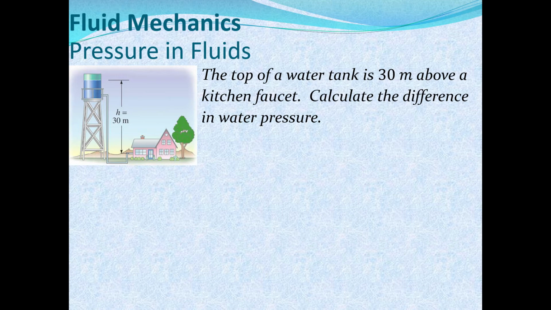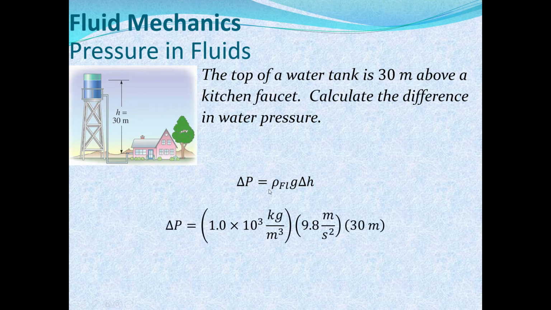All right, so the difference in water pressure really is just referring to that gauge pressure. Again, it's the difference in pressure. Both up here and over here, the water is going to be exposed to the same external air pressure, so we could just get rid of it and only talk about the gauge pressure. So we take the density of water, times gravity, times the height above the faucet, and we end up getting that the change in pressure is 2.9 times 10 to the fifth newtons per meter squared.